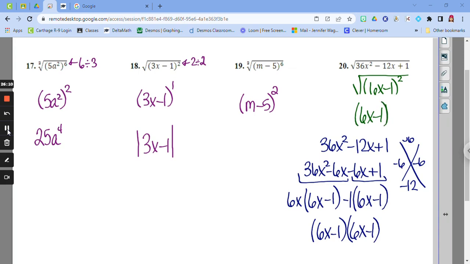You can put parentheses around it and then the absolute value, or you can just put it as 6x minus 1 with the absolute value on either side of that. Either way works. Okay? So when you see trinomials like that, then know that there's some factoring to get you down to the same two factors.